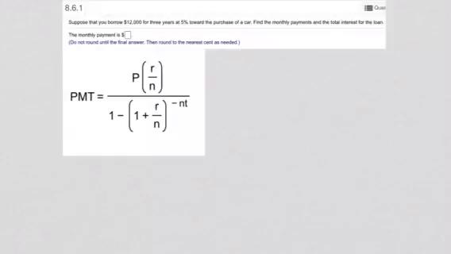And so if we look at this problem, it says suppose that you borrow $12,000 for 3 years at 5% towards the purchase of a car. You want to find the monthly payments and then the total interest for that loan. And so all we have to do is plug into this formula.